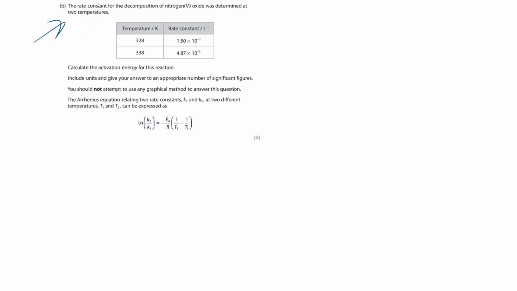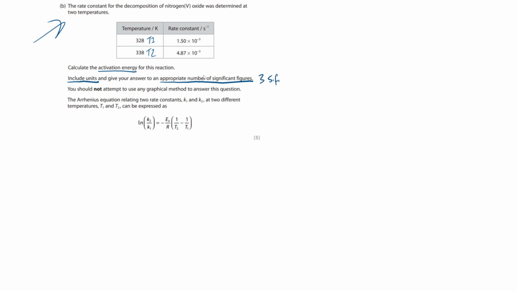So the rate constant is going to be K, not this K, this is Kelvin, for the decomposition of nitrogen oxide was determined at two temperatures. So we have temperature 1 here, I'm just going to label that T1, and this is temperature 2, T2. We have to calculate the activation energy for this reaction. We have to include units and give our answer to an appropriate number of sig figs. So here I'm seeing 3, 3, 3, and 3 sig figs. So I'm just going to give my answer then to 3 sig figs.